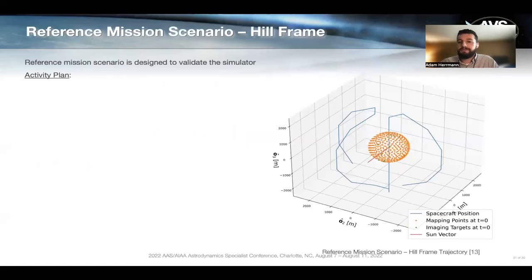So here's the reference mission scenario. This plot on the right-hand side is in the Sun asteroid Hill frame. We designed a reference mission scenario to validate the simulator, make sure that we had parameterized it correctly, and also to develop an upper bound on the reward. So I'll talk you through the activity plan, so to speak, of this reference mission scenario.